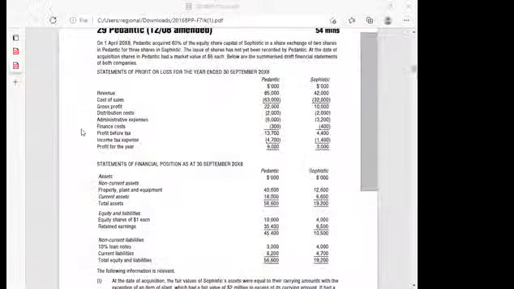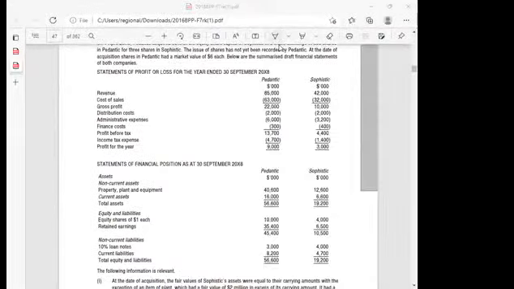Yes. Ladies and gentlemen, so let's come here. We are told here that on 1st of April 20x8, Pedantic acquired 60% of the equity share capital of Sophistic in a share exchange of 2 shares in Pedantic for 3 shares in Sophistic. The issue of shares, that's not important to me. The thing there is that we have a company, ladies and gentlemen, called Pedantic.